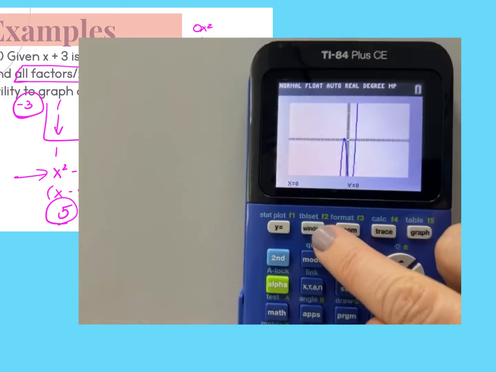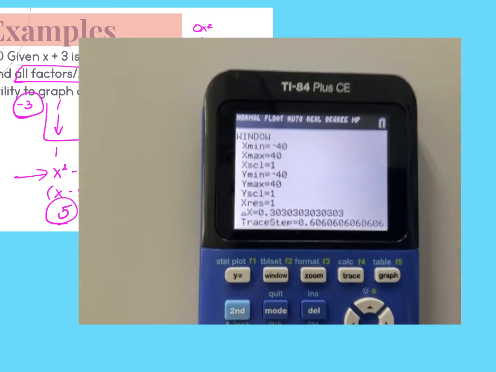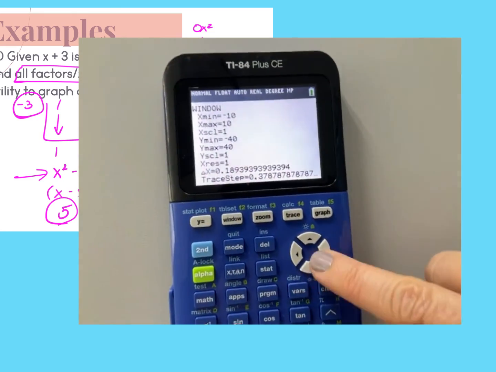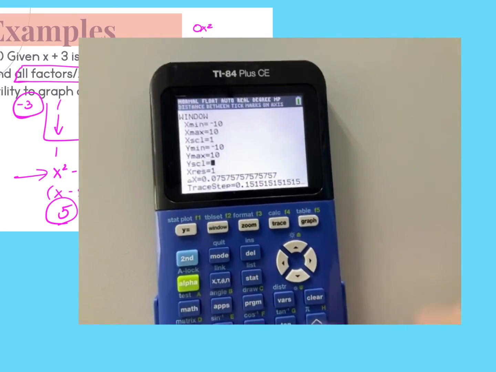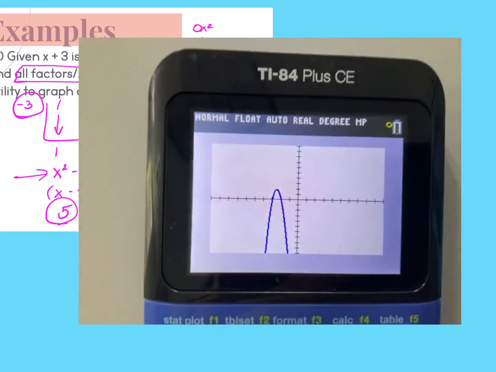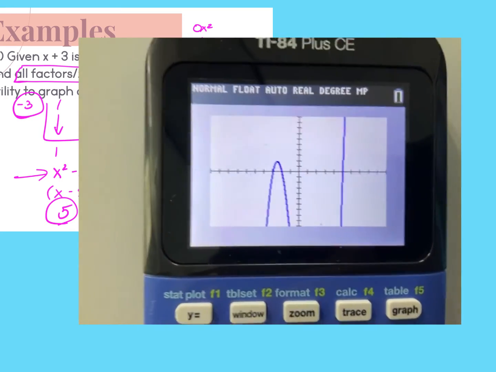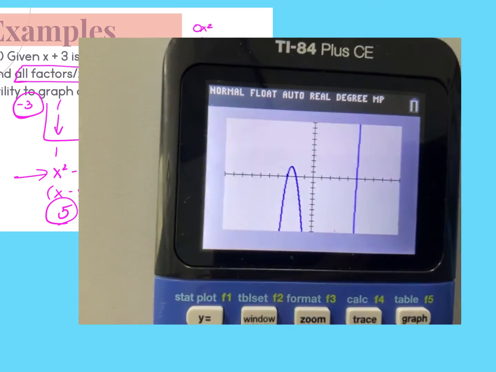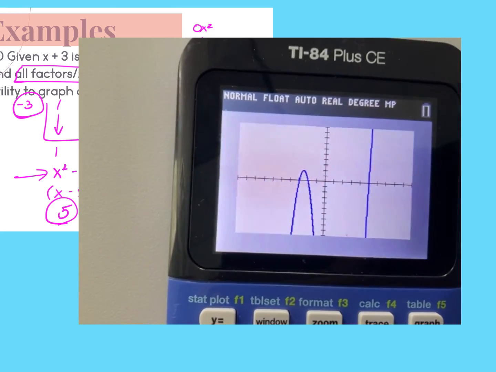The other way is to look at the window. If you look at the window here, it's already at negative 40 to 40. So normal window is negative 10 on the X min, positive 10 on the X max, negative 10 on the Y min, and positive 10 on the Y max. That's your square standard window, which usually I would say is fine. Obviously, if I was trying to catch the minimum here, I'd have to zoom out. If I was trying to catch the y-intercept, I'd have to zoom out. But we're just verifying our factors or our zeros, which is everywhere it crosses the x-axis.